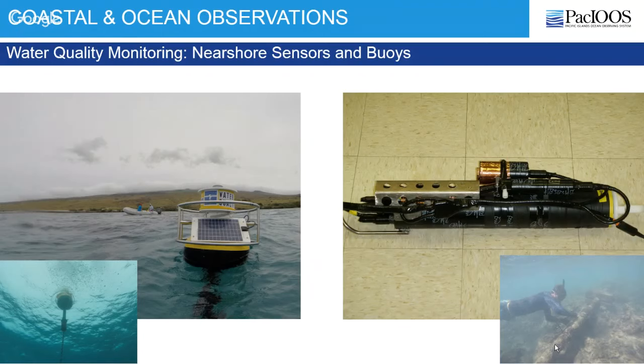But it's a CTD, so a conductivity, temperature, and depth sensor. And then we have additional sensors for chlorophyll and turbidity. Those are optical sensors. So the nice thing is, with all this instrumentation, you do not have to go out all the time to collect the information. The sensor just does it for you. So it's much more automated.